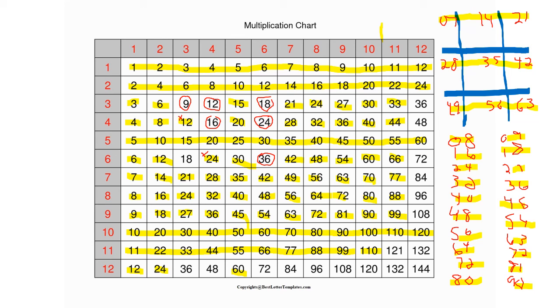3 times 3 is 9, 3 times 4 is 12, 3 times 6 is 18, 4 times 4 is 16, 6 times 4 is 24, and 6 times 6 is 36. Actually, 6 times 6 is a rhymer: 6 times 6 is 36, 6 times 4 is 24. If I can remember those patterns, I can get those knocked out. Really, that only leaves you with actually learning 4 basic facts out of all of that. There are ways to get to the rest of it through patterns and tricks. Hopefully you found that useful.